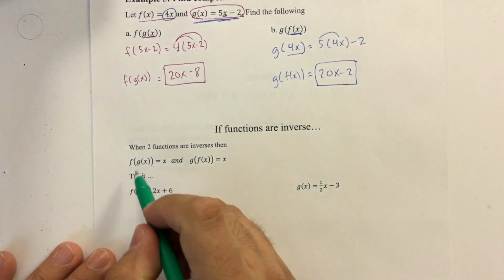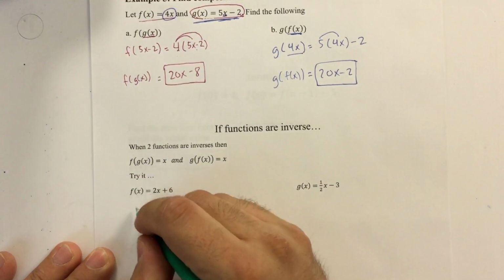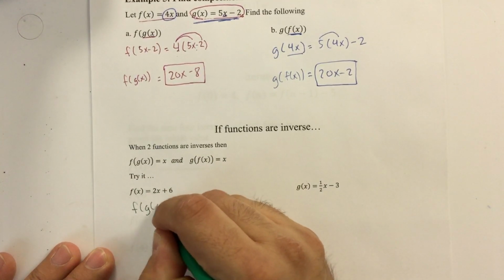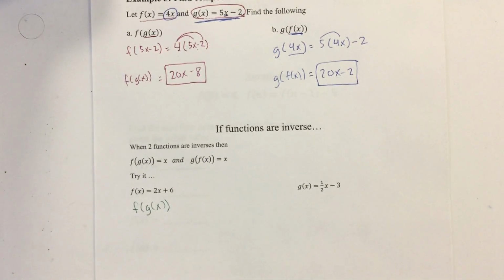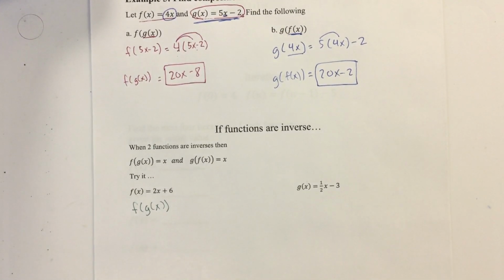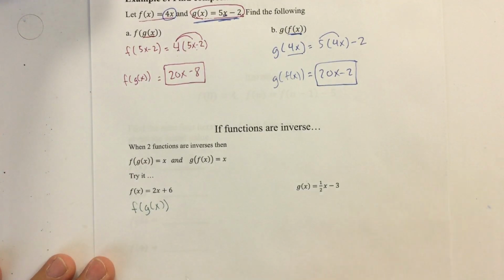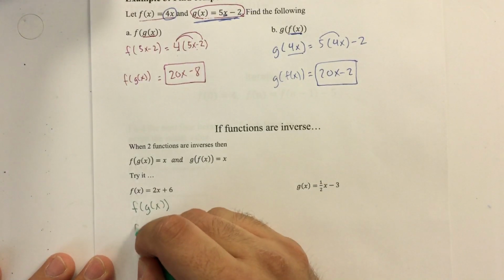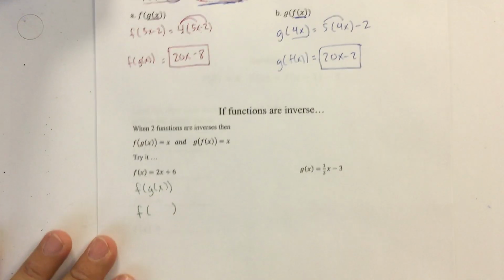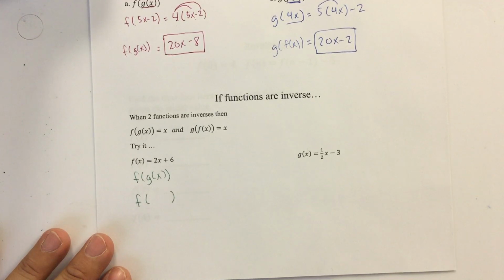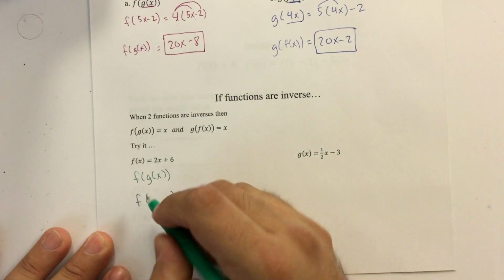So the first one says we're going to do this, f of g of x, and we'll see if it simplifies to x. Now, if it simplifies to x, you do have to show the other one. If it doesn't, it's pretty straightforward. It's not going to be. So instead of f of g of x, I'm going to do f of, what do I substitute in for g of x? One half x right here. g of x is 1/2 x minus 3.